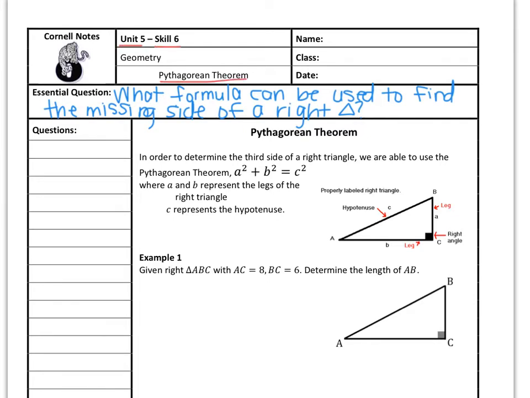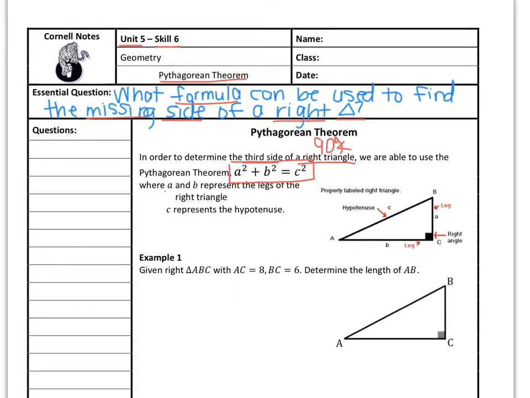So the essential question for this lesson is what formula can be used to find the missing side of a right triangle? You may have used or learned this before, depending on what classes you've taken. Basically, the Pythagorean theorem can be used to find the third side of a right triangle. This kind of triangle has to have that 90-degree angle in it, and it can only be used on 90-degree right triangles.